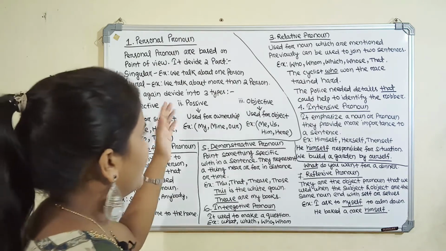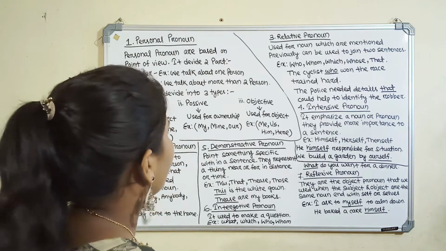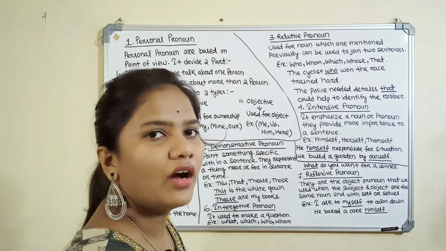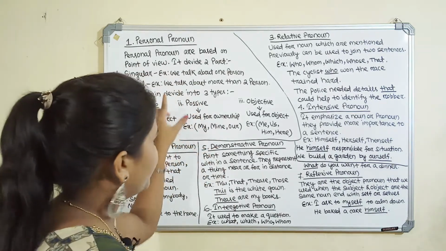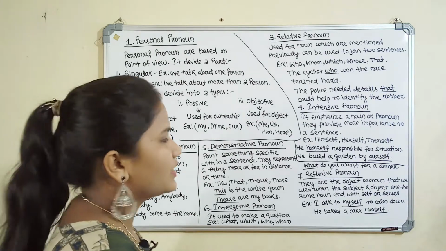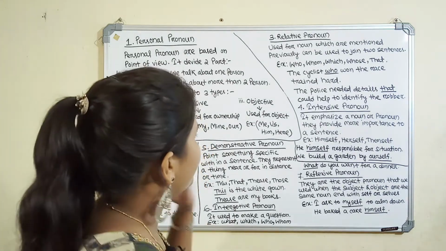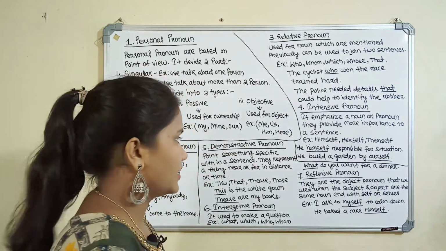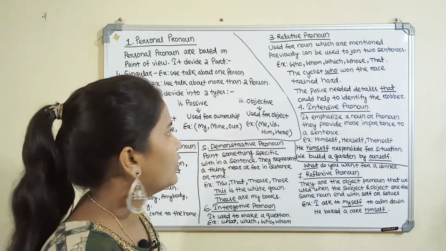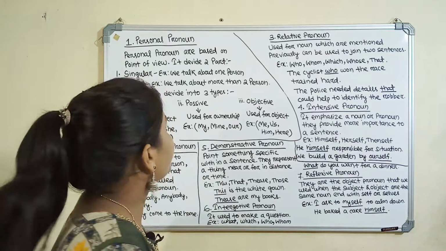Then the second one is the possessive pronoun. It is used for ownership, like my, mine, our. These are examples of possessive pronouns. A possessive pronoun is only used for ownership. Third one is the objective pronoun. An objective pronoun is used only for the object. Examples are me, us, him, her, which are objective pronouns.